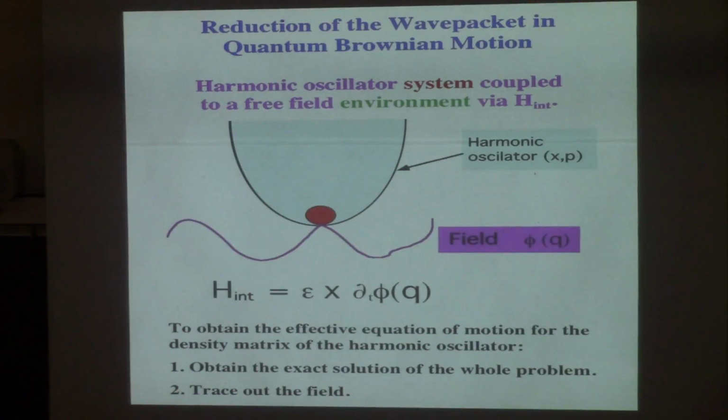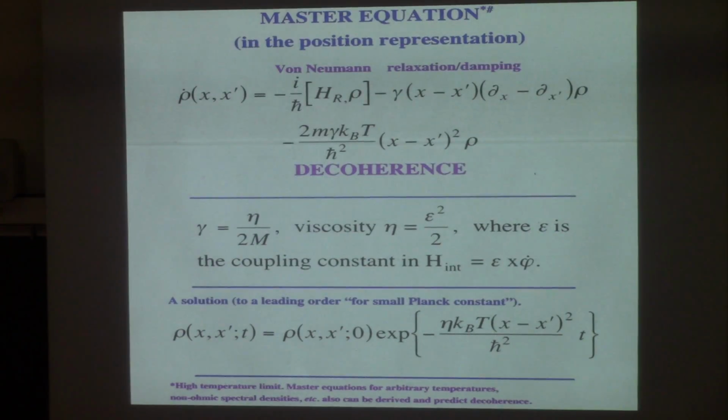Because the whole system is linear, you can solve it. You can obtain an effective equation of motion for the density matrix of the harmonic oscillator. You can even obtain an exact solution of the whole problem, trace out the field, and then do things. If you did it, you get an exact equation which looks nasty. I'm going to write it in the case where it loses a couple of its terms, which are not crucial for what we want to discuss.